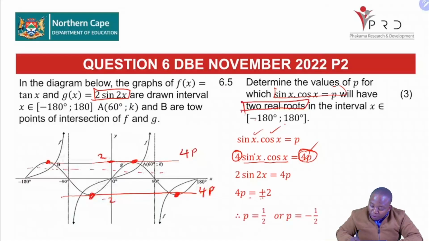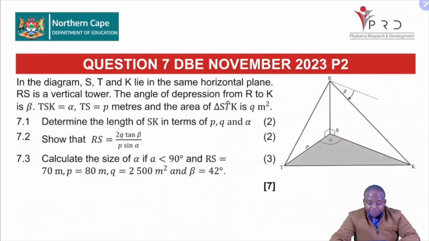Right. Therefore, we can now divide by 4 on both sides. Then P can be 1 over 2 or P is negative 1 over 2.